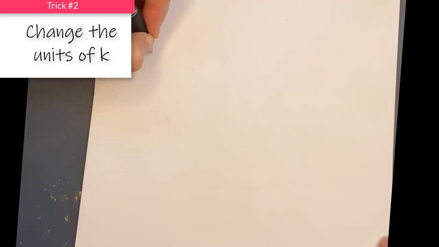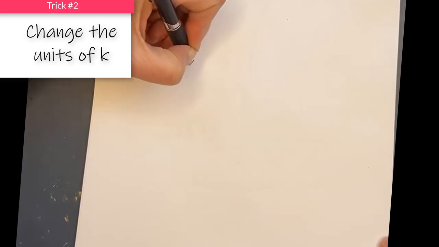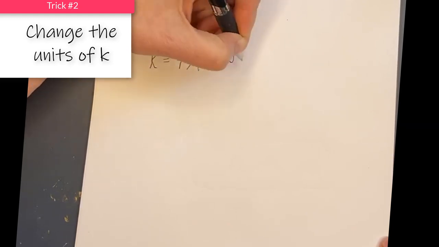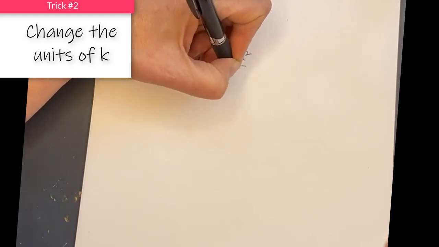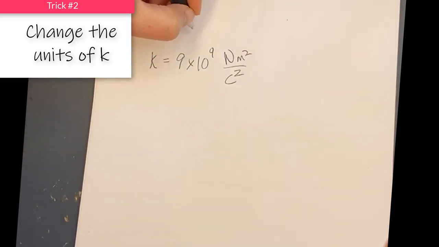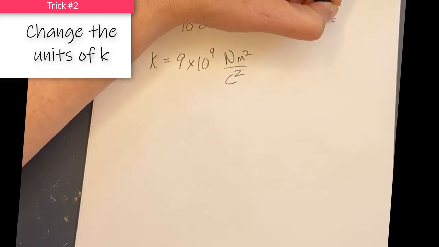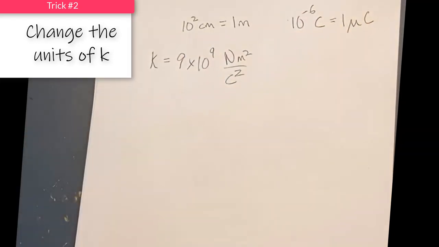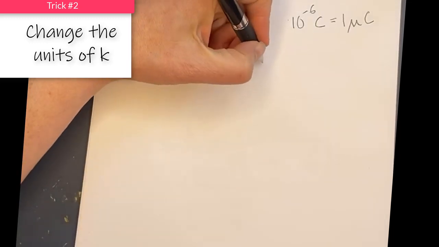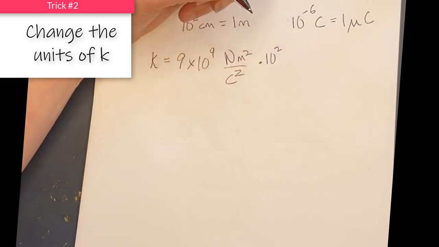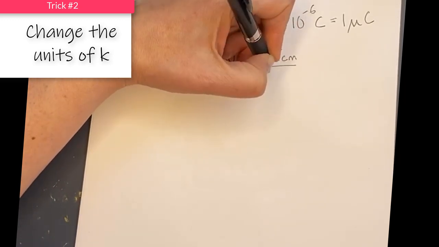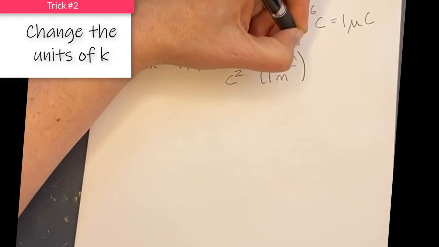You only have to be able to use the result. So let's change the units of K. K equals 9 times 10 to the ninth newton meter squared per coulomb squared. There is 10 to the second centimeters in 1 meter, and there's 10 to the negative 6 coulombs in 1 microcoulomb. So if we want to get rid of the meter squared and replace it with centimeter squared, we say times 10 to the second centimeters per 1 meter, and then we square it.